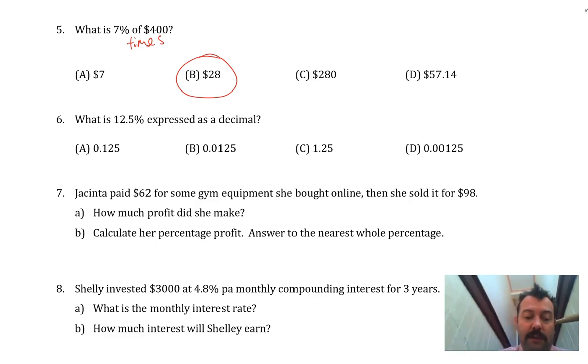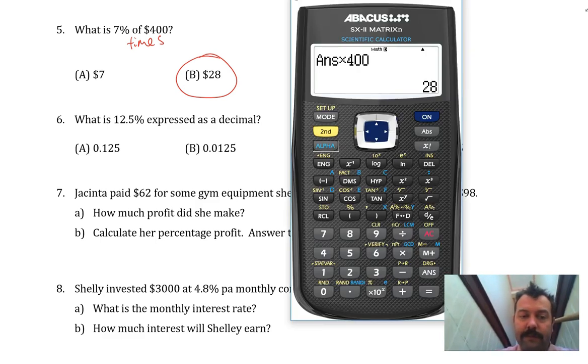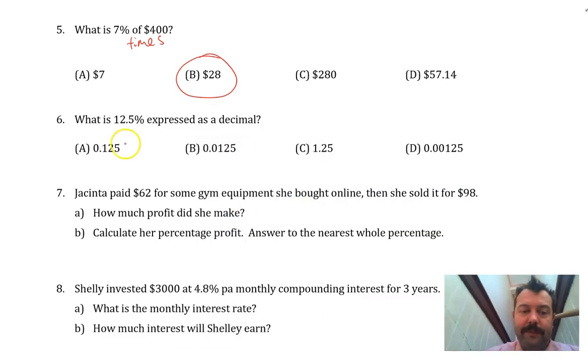So again here we've got to change this one. Right, I'll ask you to do that now. And here we go. 12.5 divided by 100 equals 0.125. Right, I hope that went well.